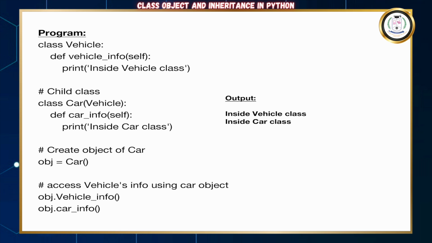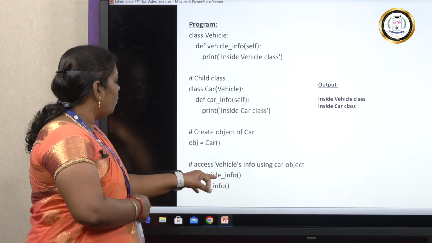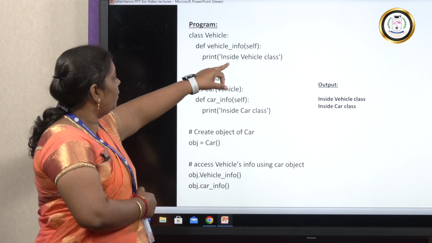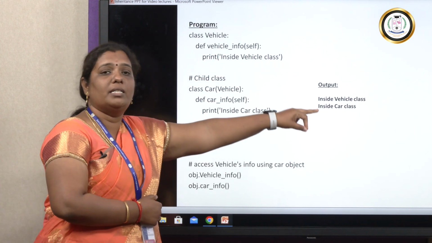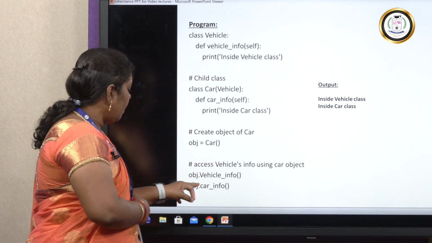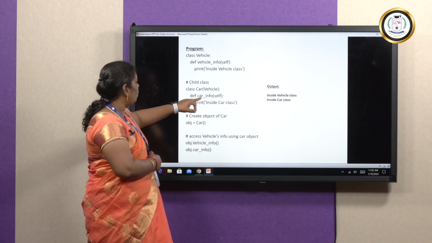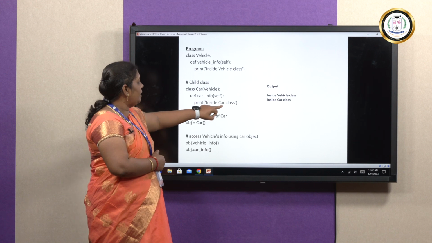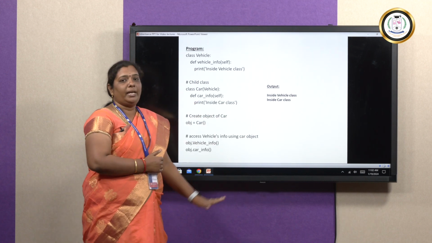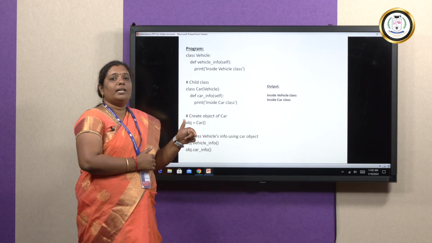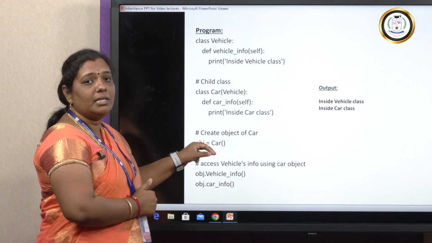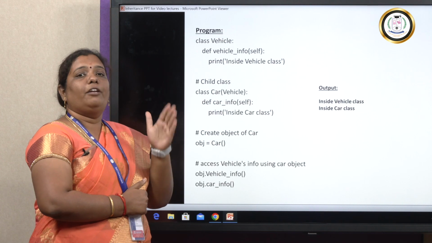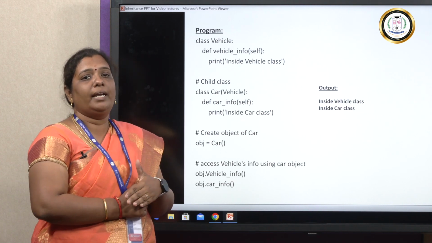Object dot vehicle info, object dot car info. Vehicle info is the parent class definition, so the print statement inside the vehicle class will be displayed in our output screen. Next, object dot car info goes to the child class information, so the child class print statement inside the car class will be displayed. Both will be displayed in our output screen. So by using one object creation, which means child class object creation, we can access the parent class information also by using the inheritance concept.